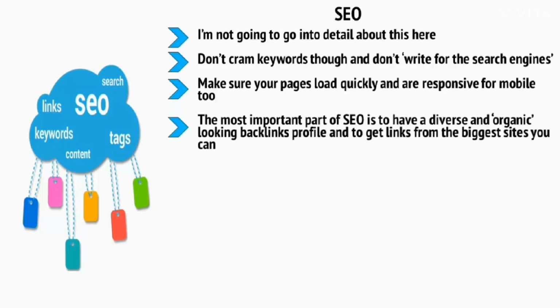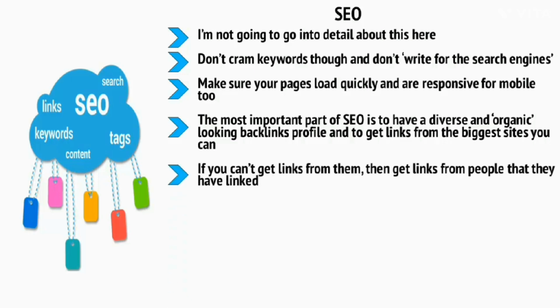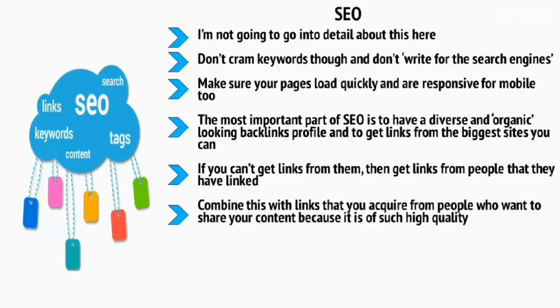The most important part of SEO is to have a diverse and organic looking backlinks profile and to get links from the biggest sites you can. Ideally, you want links from sites that Google trusts, and you can see this by looking at which sites Google features in its news section. If you can't get links from them, then get links from people that they have linked to. Think of this like a game of degrees of separation. Combine this with links that you acquire from people who want to share your content because it is of such high quality. This is why it's so important to write for people and not bots. Nothing beats real links from real people.